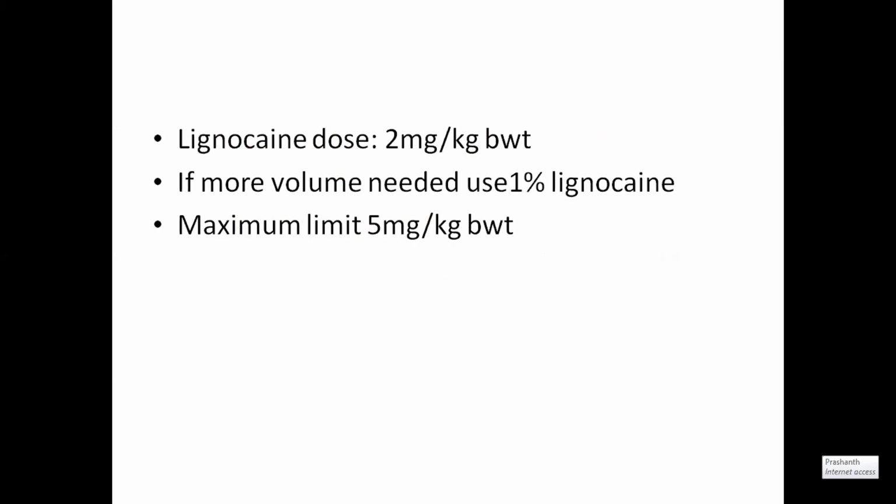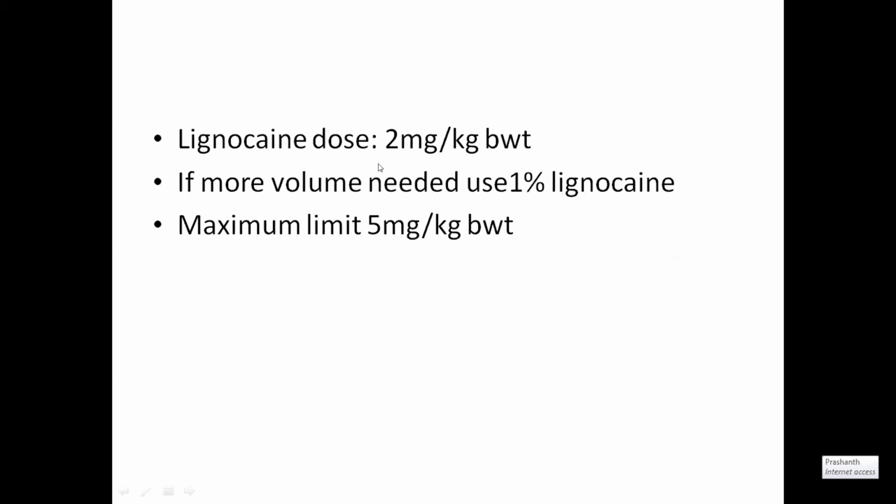So lignocaine 2% is available. The lignocaine dosage is 2 milligram per kg body weight. This is the most important thing. Whenever we are in practice, we usually use lignocaine 2% as the local anesthetic. But in sheep and goat, the toxicity is more, since the maximum dose which we can use is 5 milligram per kg body weight. In cattle, we can use up to 10 mg per kg body weight, but in sheep and goat, the maximum is 5 milligram per kg body weight.